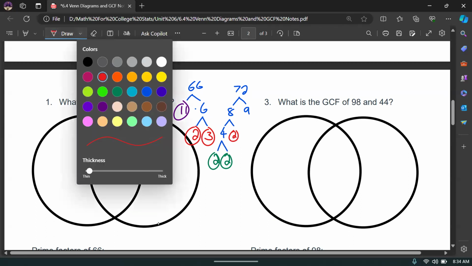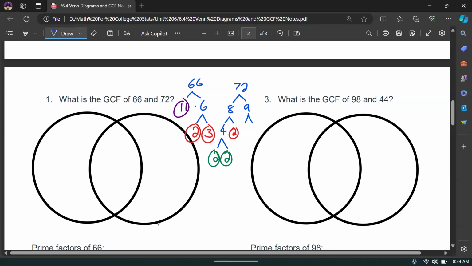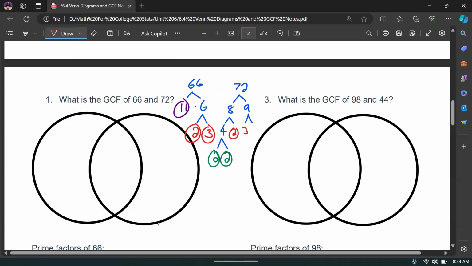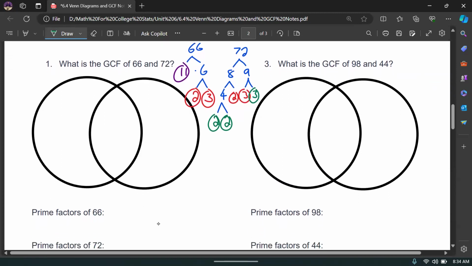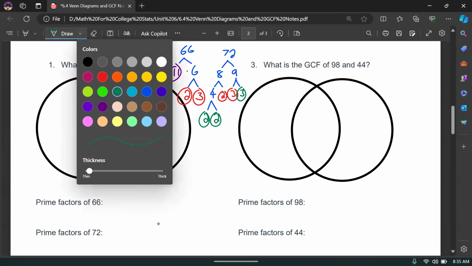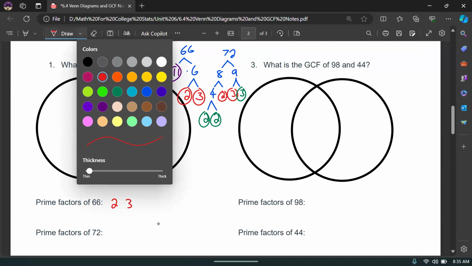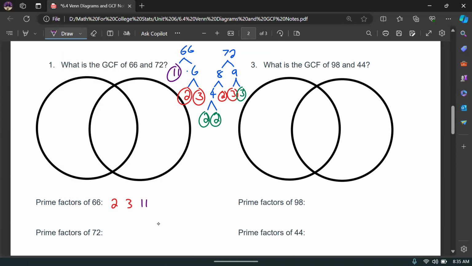Now the 9 can also get broken down into 3 times 3, right? Which are, again, both prime factors. All right, you're going to understand my coloring here in a second. Now, if you list them out, right, we have 2, 3, and 11 for 66. We have 2, 3, 2, and 2, and 3 for the 72.